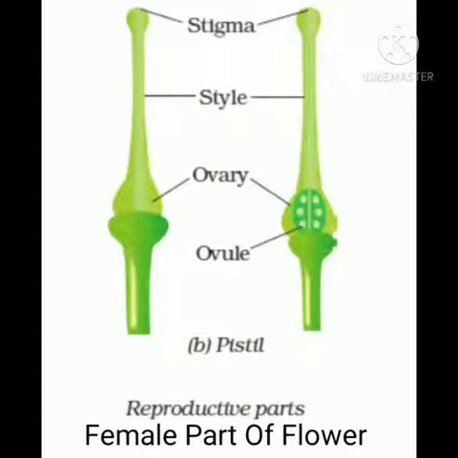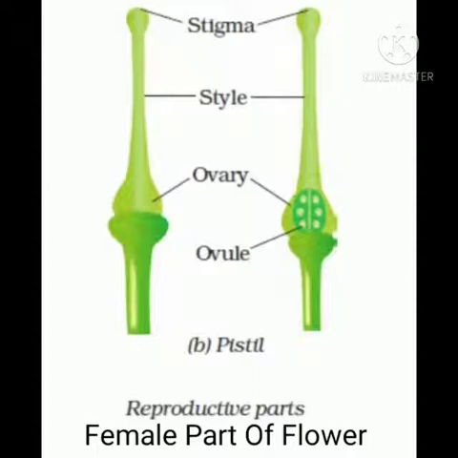Pistil. Pistil is the centrally located female reproductive part of a flower. It is made up of stigma, style and the ovary. You can see all 3 parts in the given picture. Stigma is the sticky tip of the pistil which receives pollen grains from the anther through the process of pollination. So basically stigma receives the pollen grains from the anther.